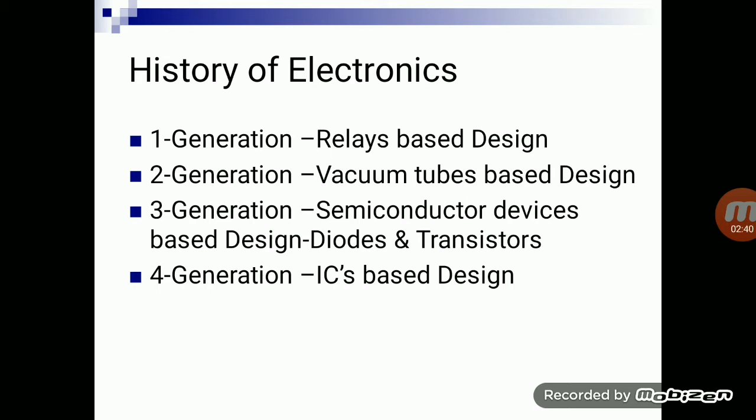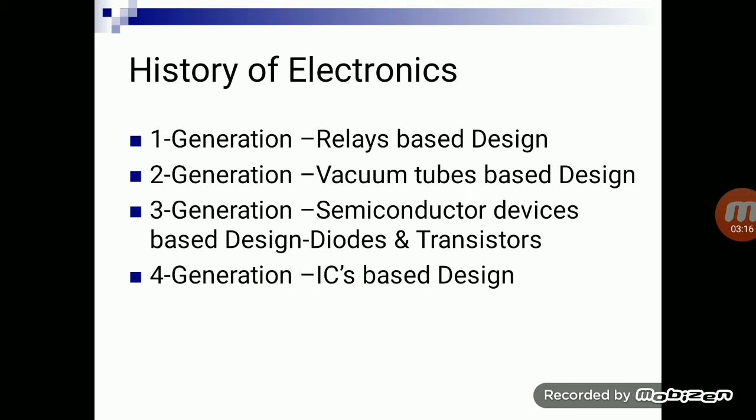After relays, the second generation is vacuum tube based implementation. Electronic devices were implemented using vacuum tubes. A vacuum tube is just like a pipe. We can transmit electrons from one end to the other, from cathode to anode. Movement of electrons is the on condition, and no movement of electrons means off. So that is the second generation, once again reducing the size.